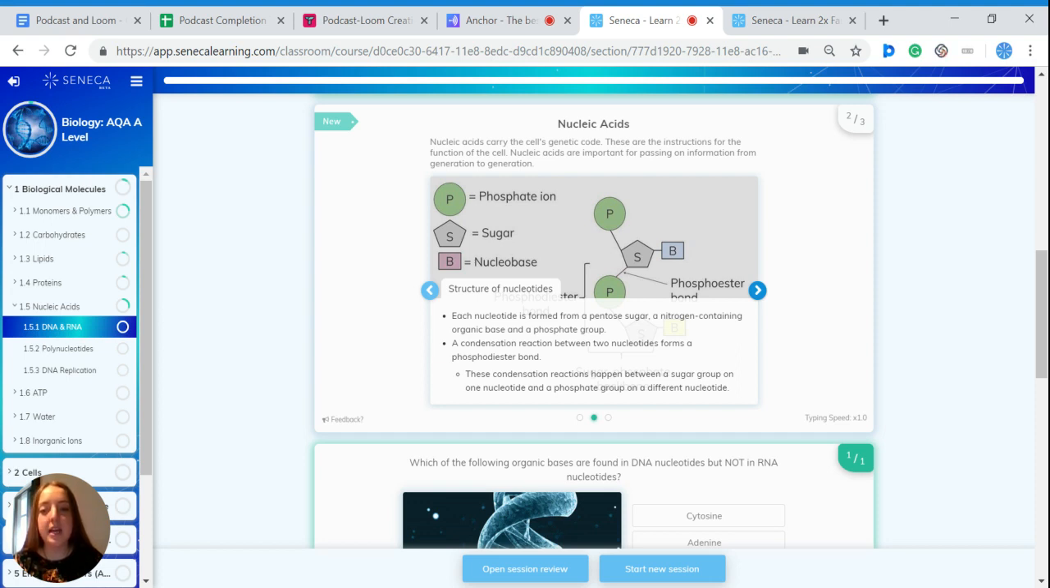A condensation reaction between two nucleotides forms a phosphodiester bond. And these condensation reactions happen between a sugar group on one nucleotide and a phosphate group on a different nucleotide.